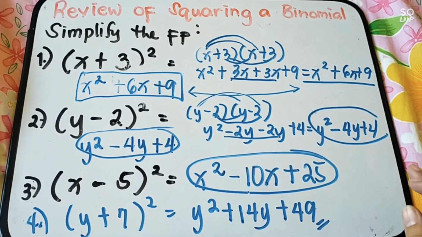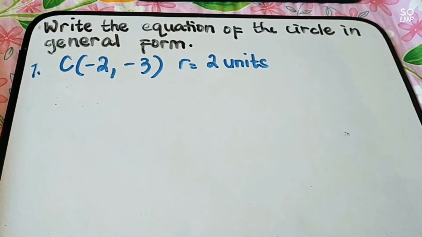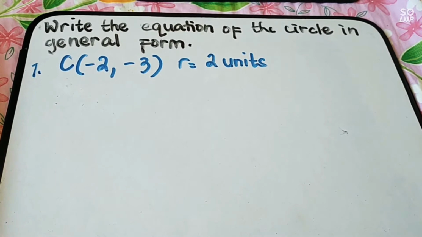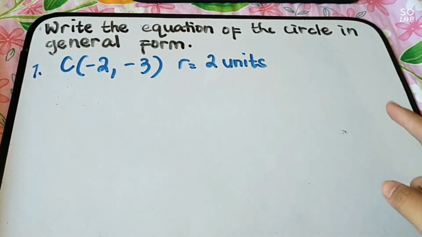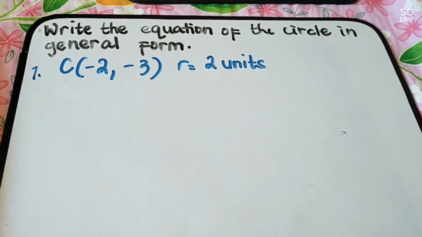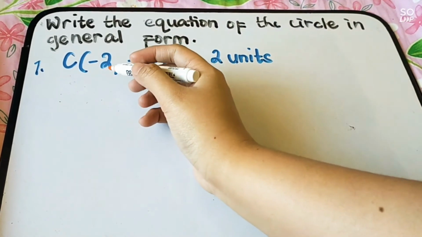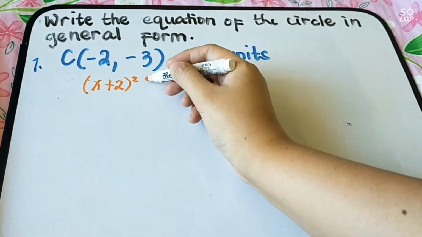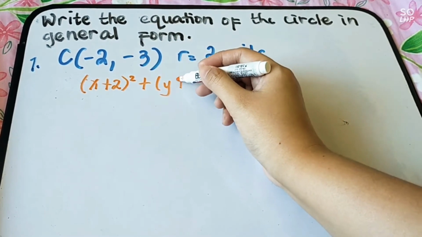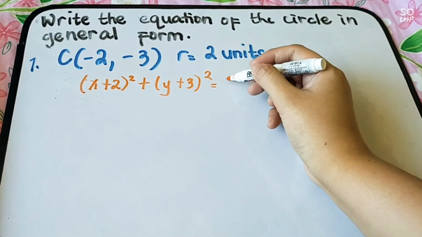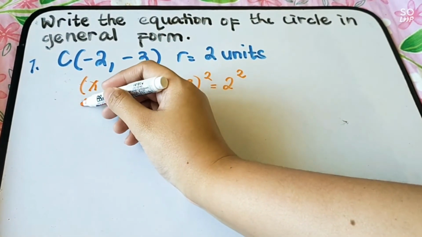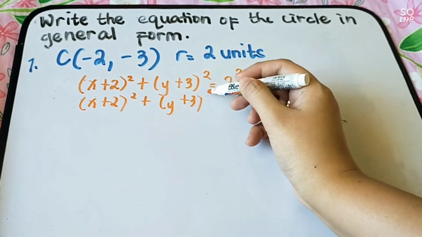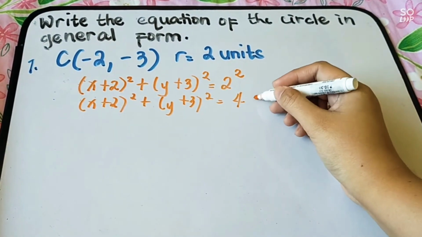Now, let's move with the general form of the equation of a circle. Write the equation of the circle in general form. Our given here is the center and the radius. So, for us to find the general form here, you are going to write first the standard form. Dun muna tayo pupunta kay standard form. So, the standard form of this equation is, we have x, since negative ito, it becomes positive, plus 2 squared, then plus y, since negative ito, magiging positive, plus 3 squared is equal to 2 squared. Then, simplify 2 squared. So, we have x plus 2 squared plus y plus 3 squared is equal to 4. Ito na yung standard form mo.